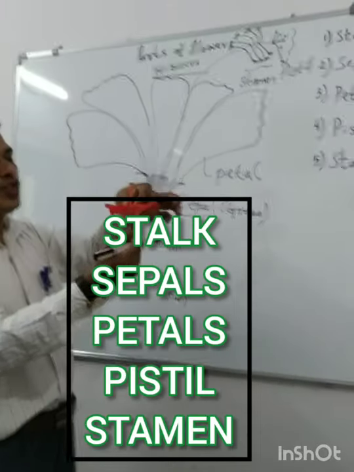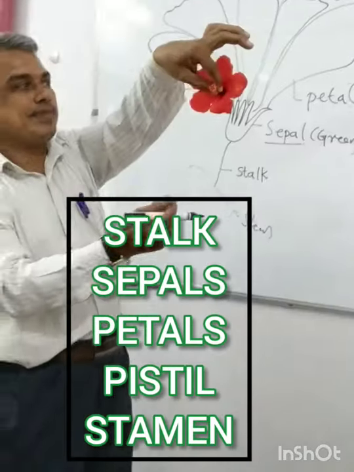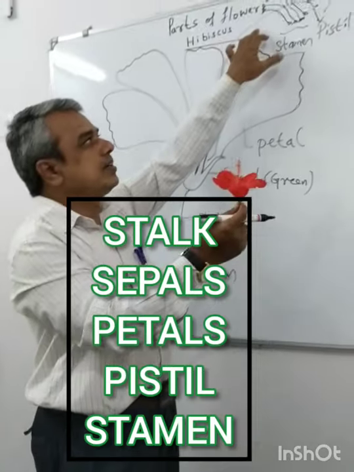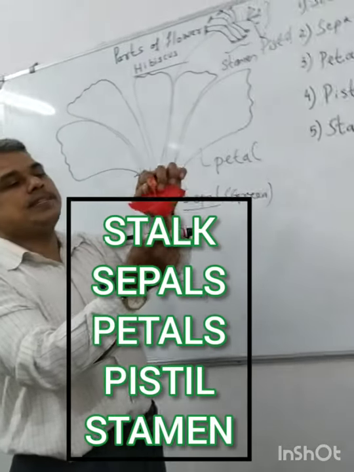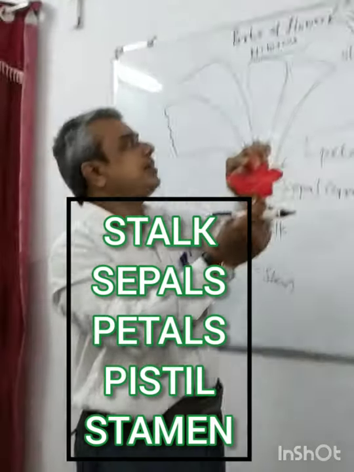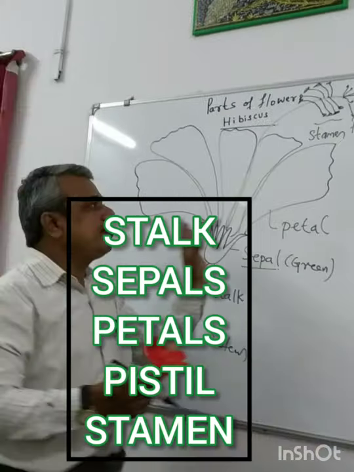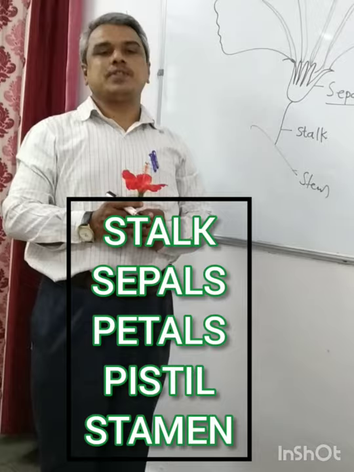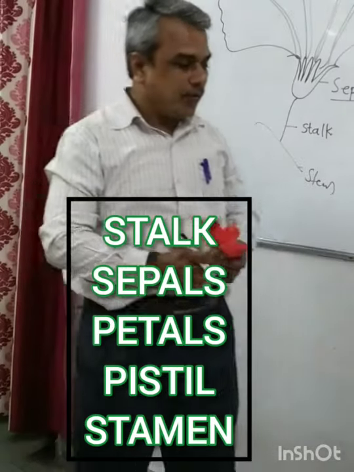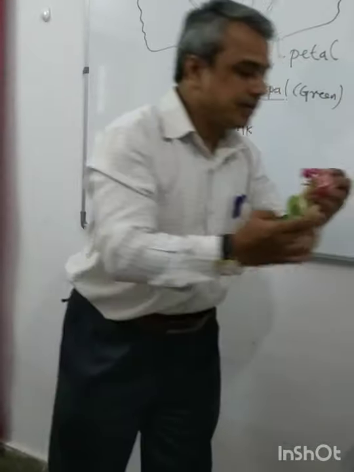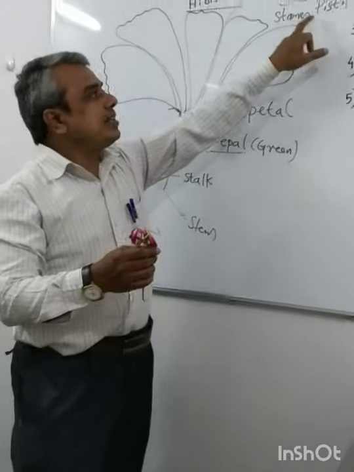And the innermost part of the flower, the center part, this whole thing is called a pistil. And on the pistil, the lines drawn here are called the stamen. So these are the main parts of the flower. Okay. So one more flower I will show, because every time the stamen is not attached to the pistil.